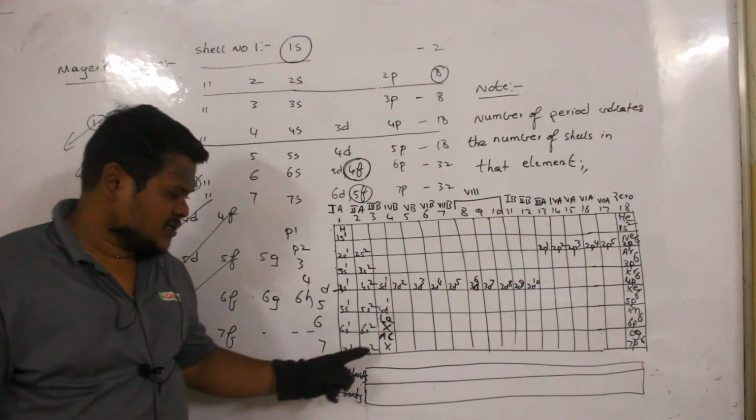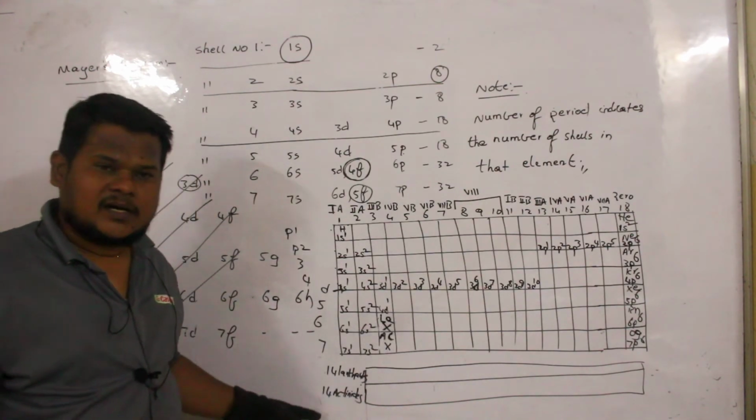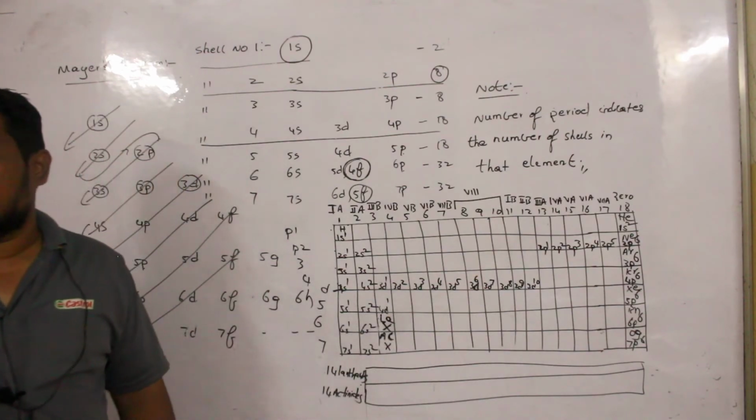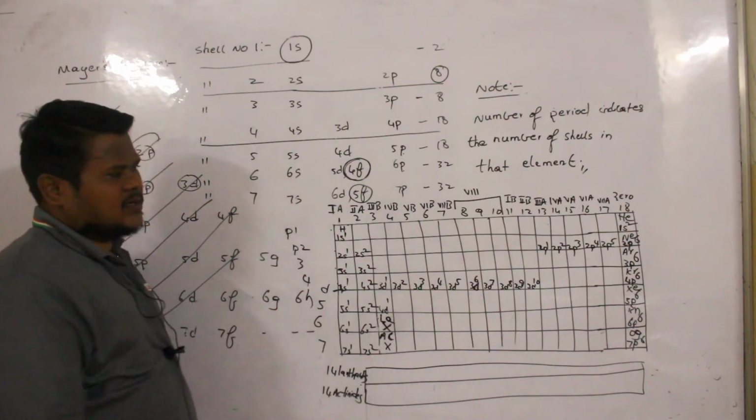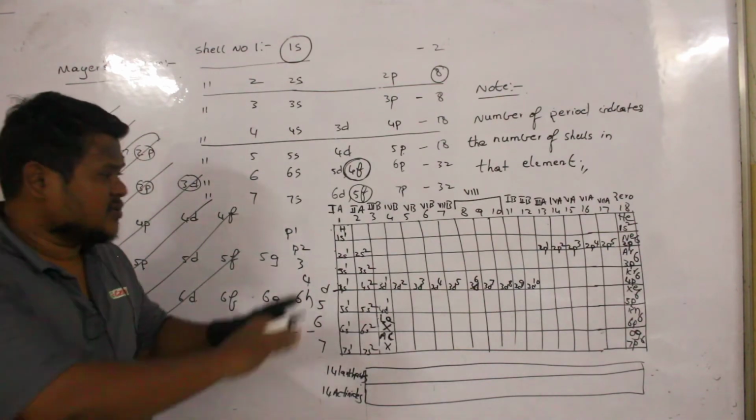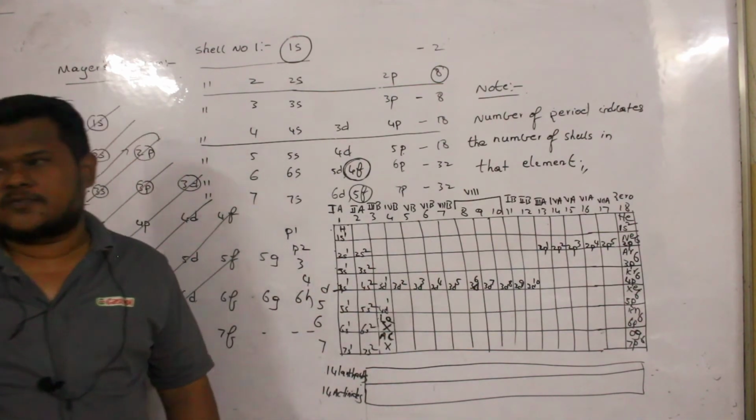Are you able to understand? Similarly here 1 plus 14, again total 15 elements of actinides. Are you able to understand? So that is how we can write this periodic table. So this is the basic construction of this periodic table.